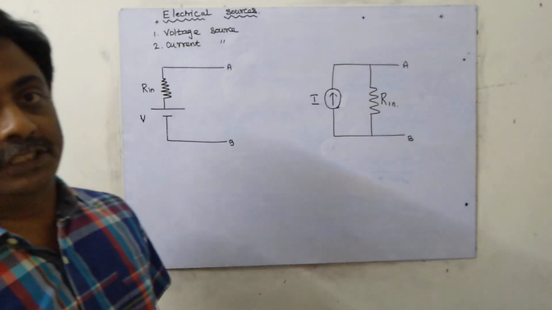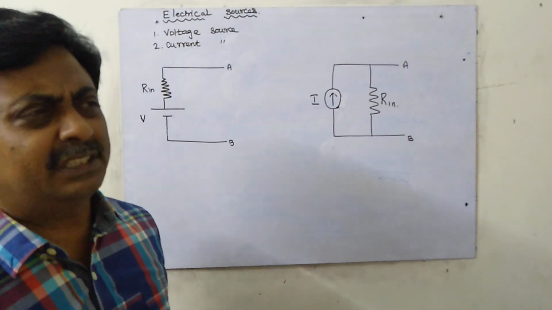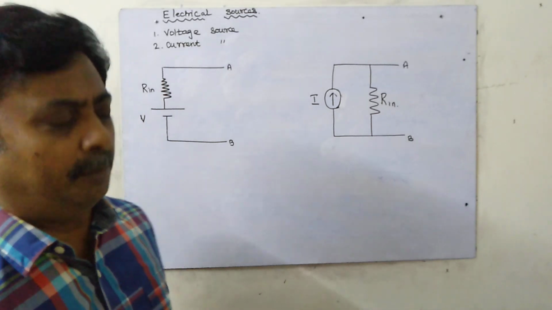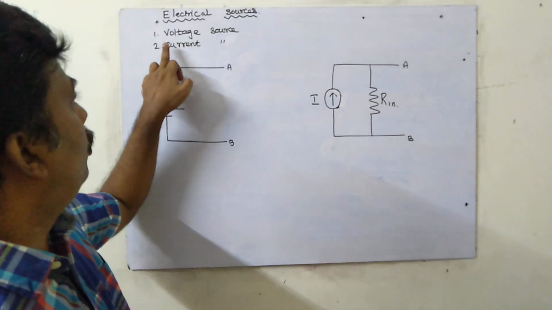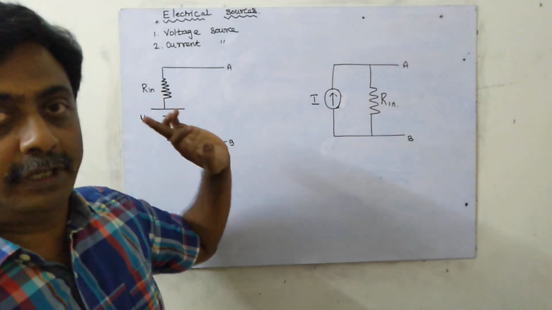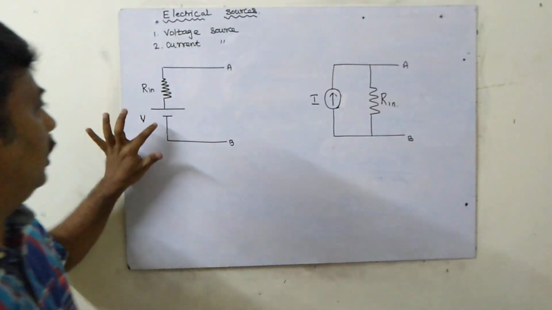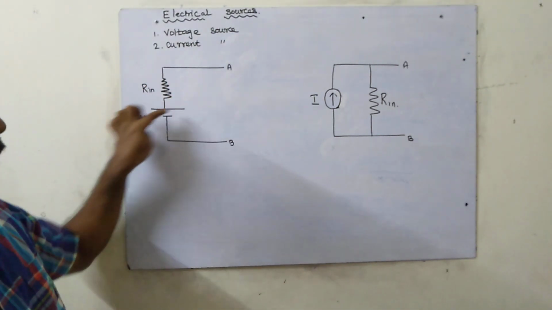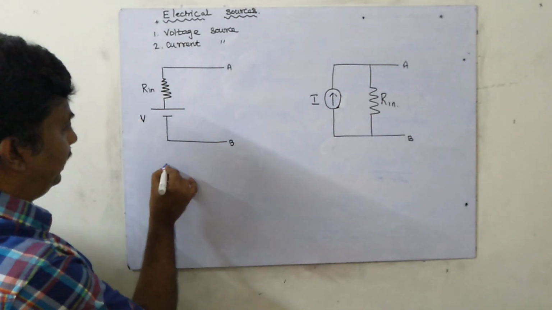Okay, today we are going to see about electrical sources. There are many classifications of sources. Broadly, it is classified into voltage source and current source. How is the voltage source denoted? The voltage source is denoted like this: there is a long line and a short line, or otherwise it will be denoted like this.